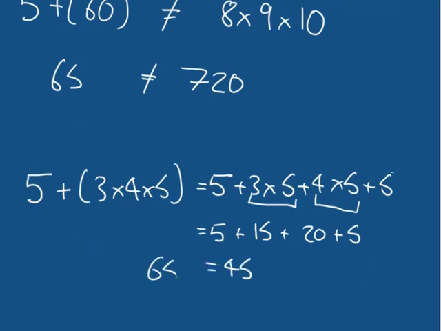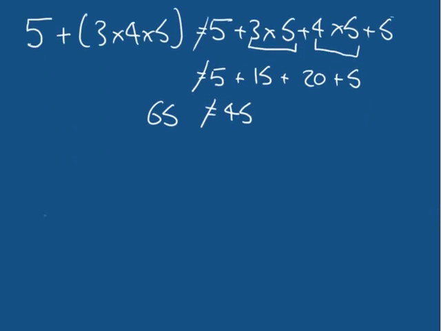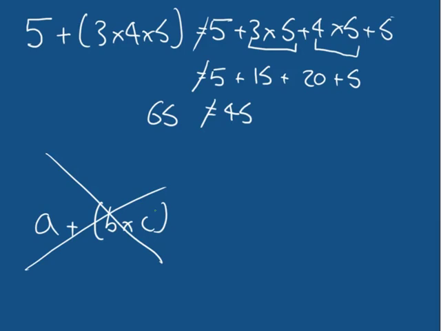Well, 65 does not equal 45, so no matter how you approach this, the distributive law does not apply when we have multiplication, or rather addition over multiplication. So when I say addition over multiplication, I basically mean if we have A plus B times C, so we multiply first and then add afterwards, addition over multiplication, the distributive law does not apply. But if we have multiplication over addition, A times B plus C, the distributive law does apply.